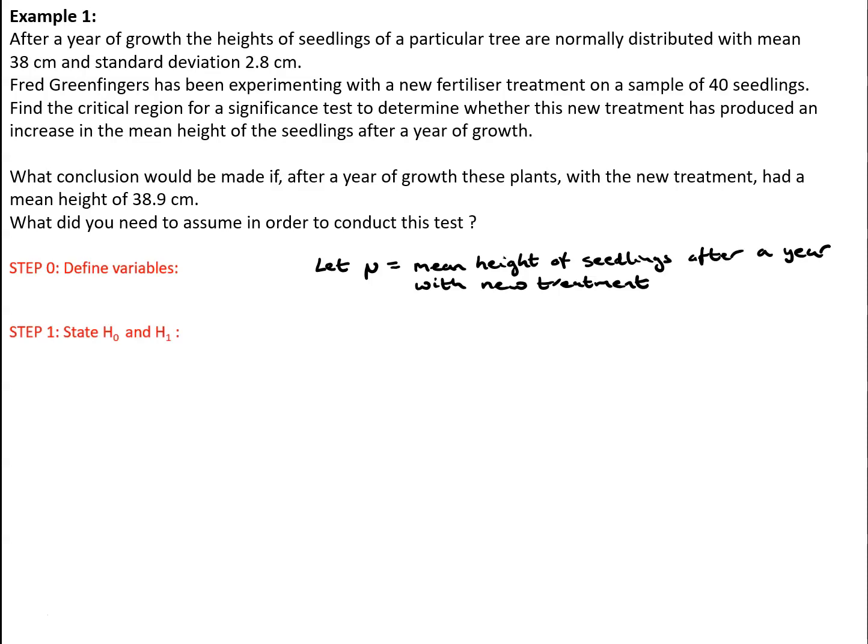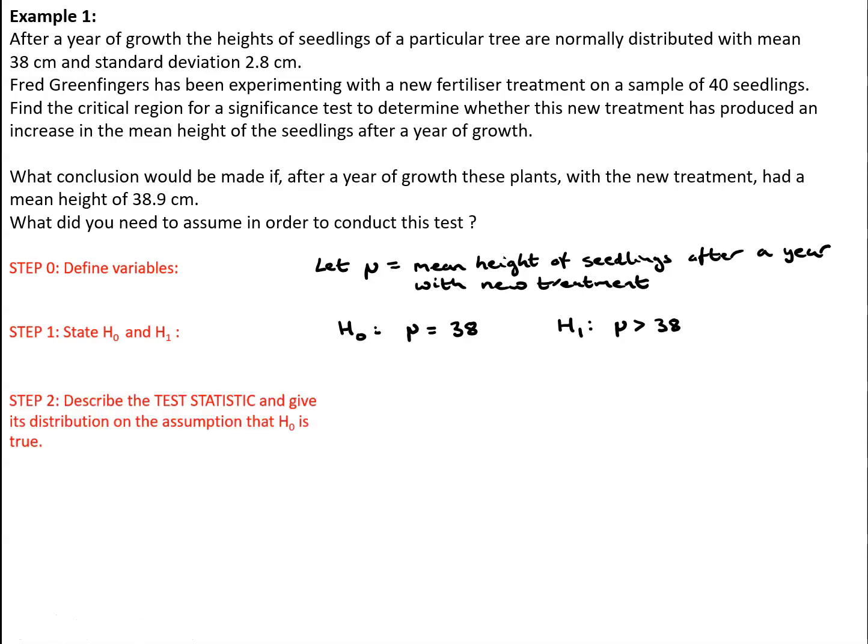So we need to set up our null hypothesis and our alternative hypothesis. The null hypothesis is going to be that mu equals 38 centimeters. Remember, the null hypothesis has got to be an exact statement that mu takes an exact value, and the only exact value we could have for mu at this stage is 38. The alternative hypothesis is going to be that there's been an increase produced by the fertilizer, in other words, that mu is bigger than 38.